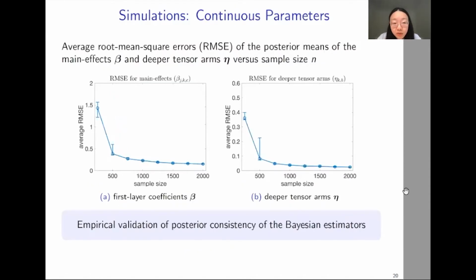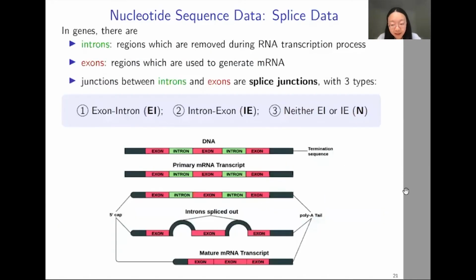And for the continuous parameters in the model, the beta coefficients and the eta coefficients, we also plot the RMSE, root mean squared errors, versus sample size, and we see it decreases as sample size increases. So this empirically validates our posterior consistency and shows the good performance of the Bayesian procedure.